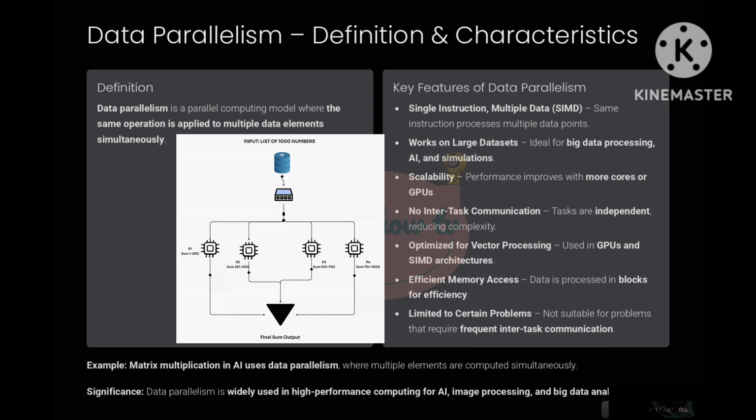Example: matrix multiplication in AI. Each element of the result matrix can be computed in parallel. Why important? Data parallelism makes large computations like AI and scientific analysis much faster and efficient.